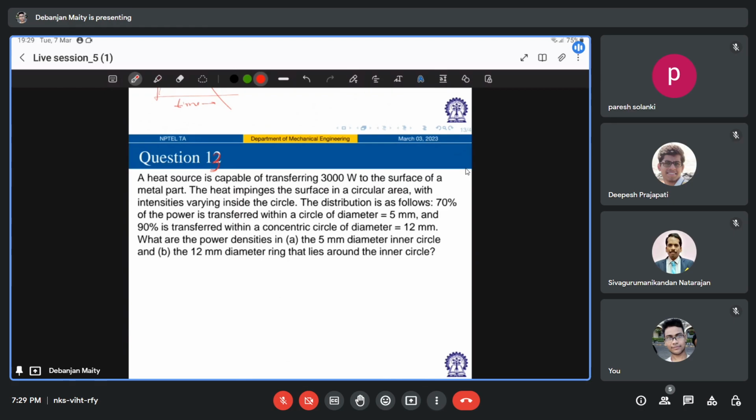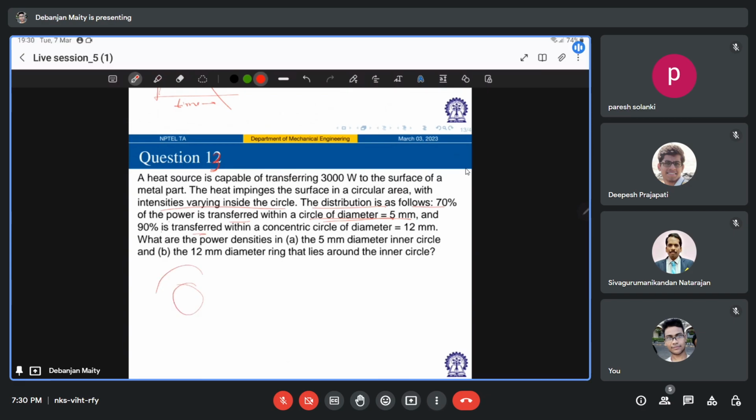This is the final numerical. You have your heat source, which is capable of transferring some wattage, which is 3 kilowatt, to the surface of a metal part, and then the heat impinges the surface in a circular area with intensities varying inside the circle. So the distribution is provided as follows: 70% of the power is transferred within a circle of diameter 5 mm, and 90% transferred within a circle.